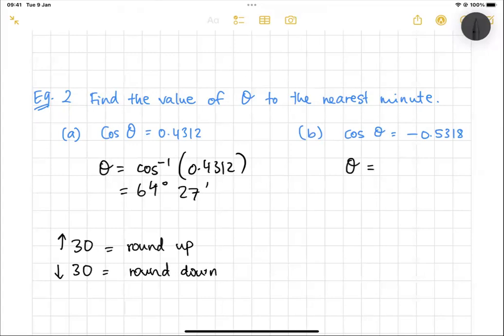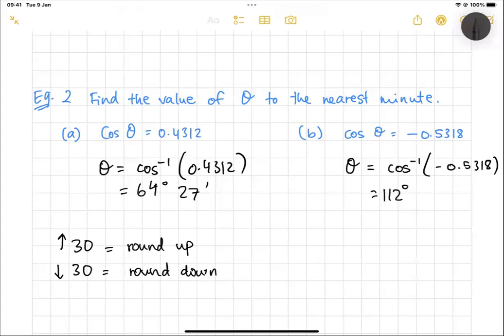Theta should equal inverse cos negative 0.5318. Put that into your calculator. You press shift, press cos, put in the number negative 0.5318, press equal. Then because it should be to the nearest minute, press the bubbles button and write it down.